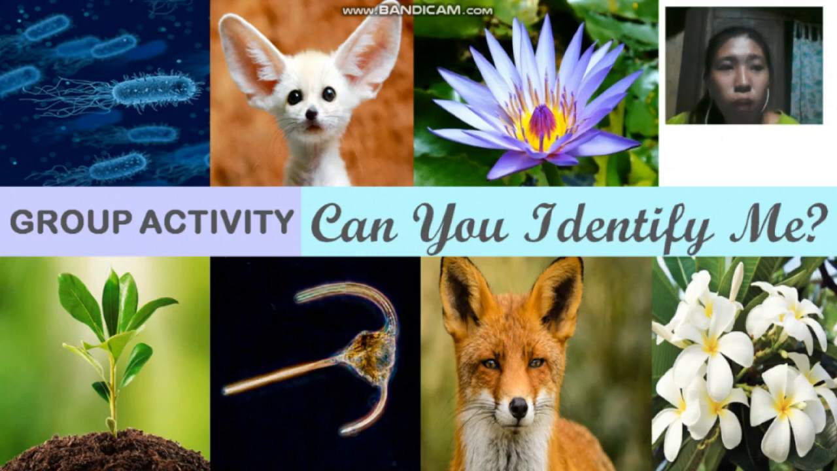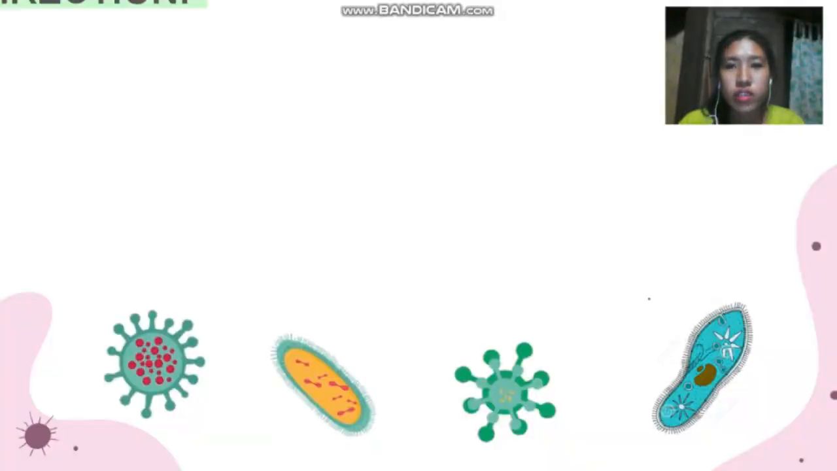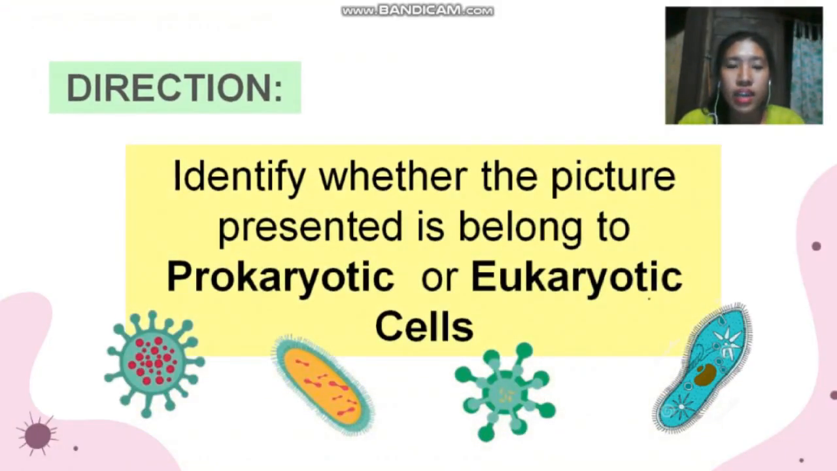Take note, you have only 15 seconds to think and finalize your answer. When you hear the buzzer sound, that is the time that you will raise your answer by your group mate. The group who got the highest point is declared as the winner. Good luck and have fun, everyone. So here's the direction. Identify whether the picture presented belongs to prokaryotic or eukaryotic cell. Are you ready now? If yes, let's start.